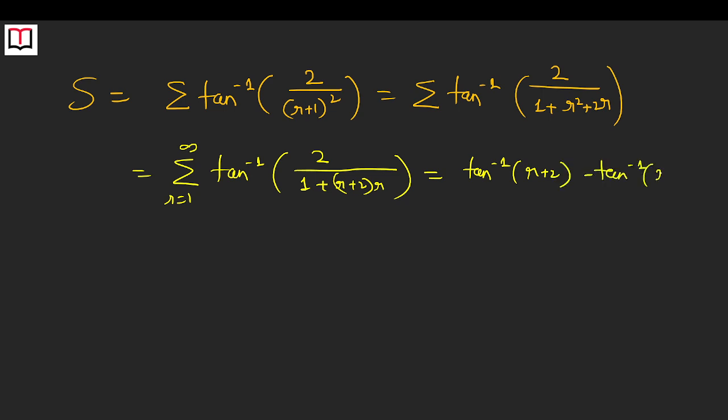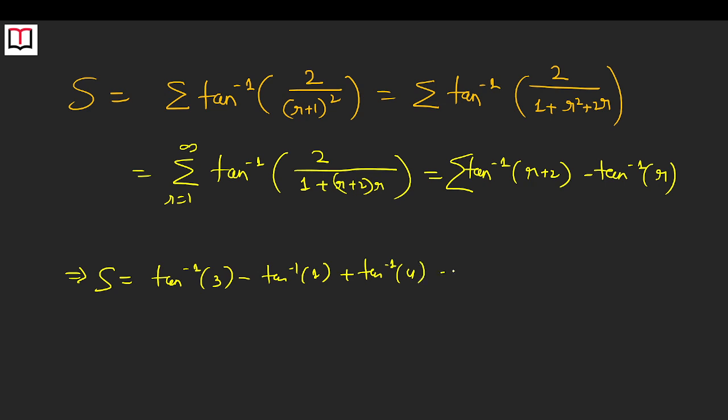See, here alternate terms won't get directly cancelled. There will be a gap of 1 initially. So S is, let me do it. When you put it as this, tan inverse 3 minus tan inverse of 1, then plus tan inverse of 4 minus tan inverse of 2, plus tan inverse of 5 minus tan inverse of 3.